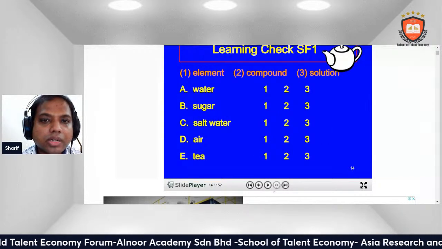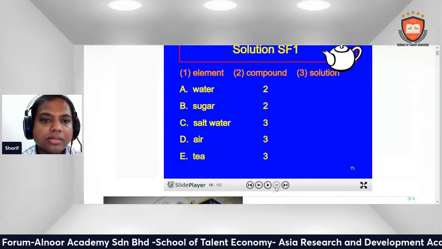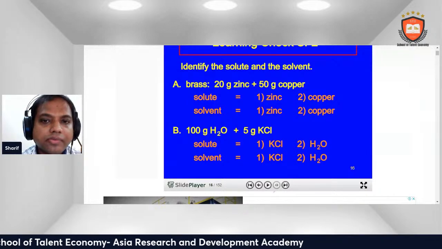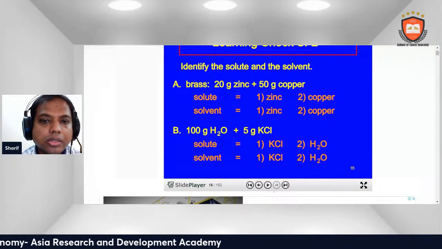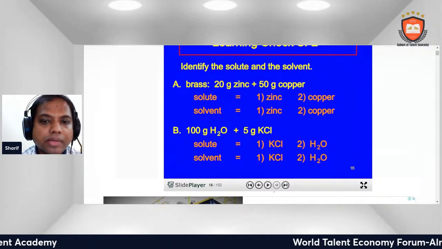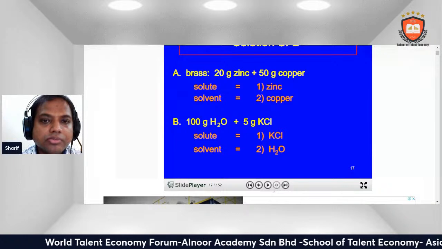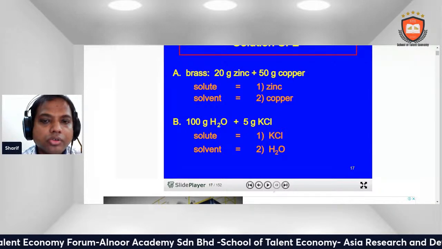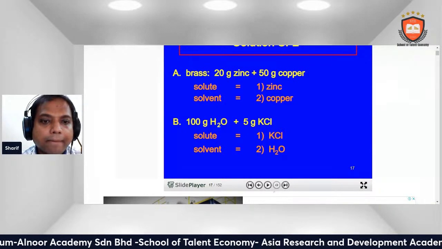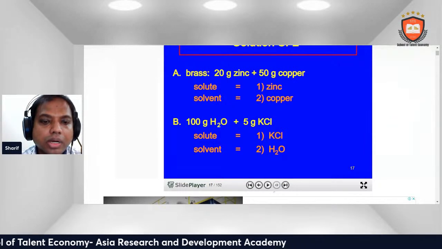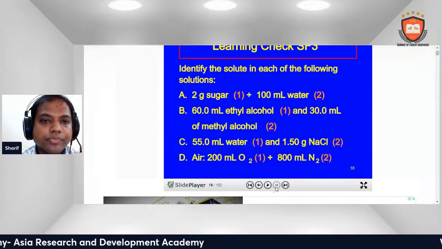Water, argon, salt water, brass. Brass: 2 gram zinc plus 50 gram copper. Solute zinc, solvent copper. 100 gram H2O plus 5 gram KCl. Solute KCl, solvent H2O. Brass: 20 gram zinc plus 50 gram copper. Solute zinc, solvent copper. 100 gram H2O plus 5 gram KCl. Solute KCl and solvent H2O.